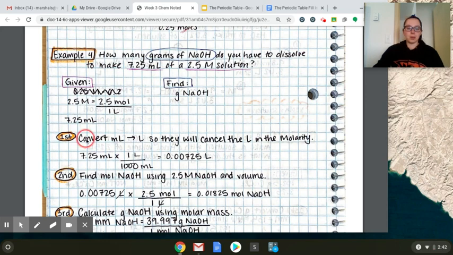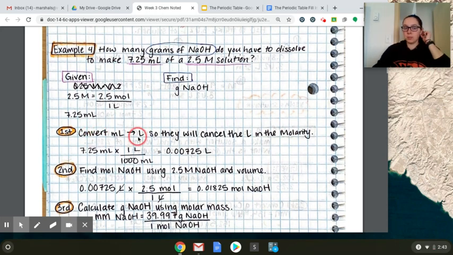So the first step we need to do is convert milliliters to liters so that they can cancel out the liters in the molarity. That's just our simple divide by 1,000. There's 1,000 milliliters in 1 liter. And so we need to divide 7.25 milliliters by 1,000 milliliters per liter, which will give us 0.00725 liters.